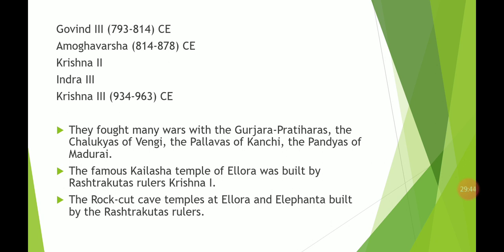Of these, caves number 1 to 12 were for the Buddhist religion, 13 to 29 were for the Hindu religion, and 30 to 34 were for the Jain religion. So they patronized different religions, and they also built several temples for them.